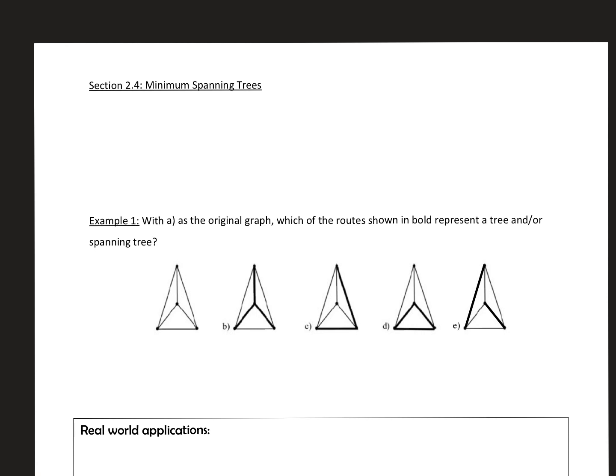All right, here we go. Spanning tree. Well, first I got to tell you what a tree is. And I'm not talking about the tree outside my window. A tree is part of a graph that does not contain a circuit.